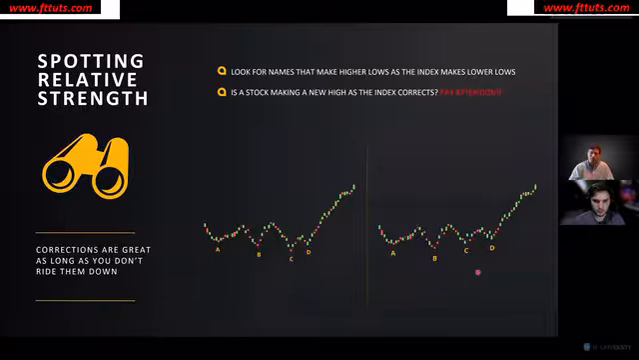And sometimes you get involved in it and it moves up and it's just not quite ready yet. And you can take it off at maybe a scratch or a small winner, but you were able to find that opportunity by just assessing relative strength intraday.